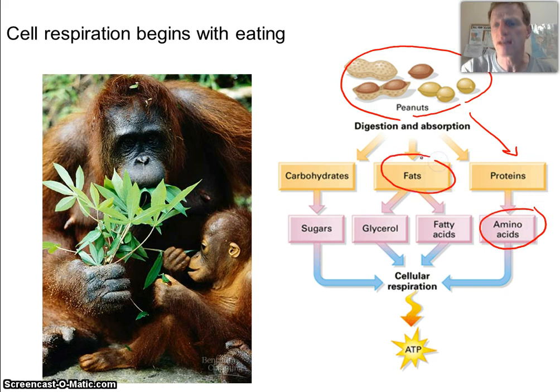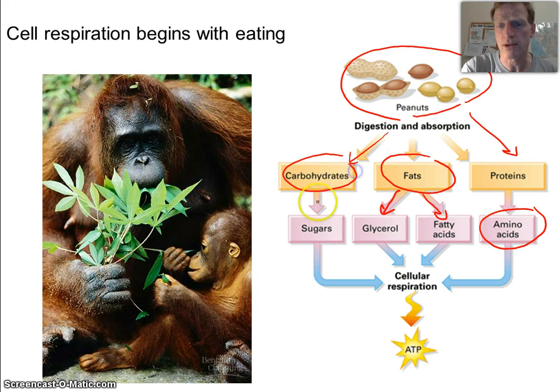Peanuts also have a lot of fat. Fats are triglycerides, so they're broken down into glycerols and fatty acids. And there are some carbohydrates in peanuts too. Those carbohydrates are broken down into simple sugars, what we sometimes call monosaccharides.